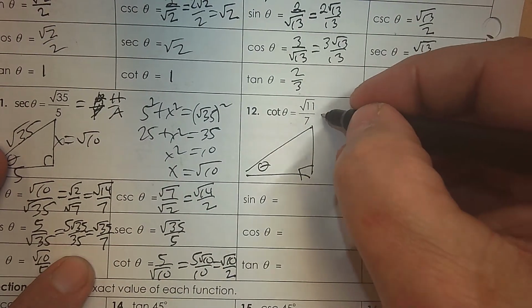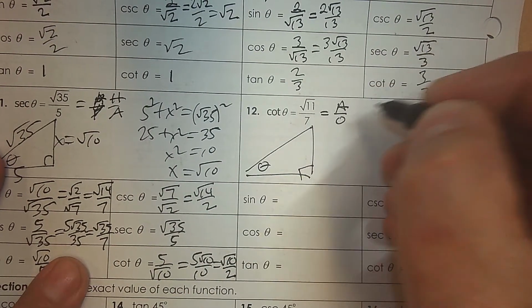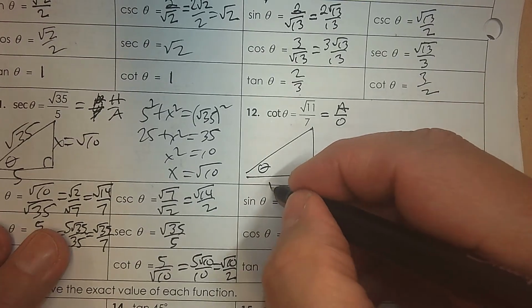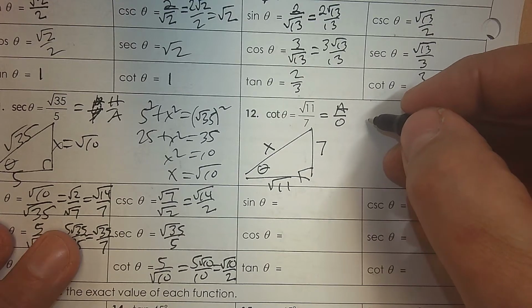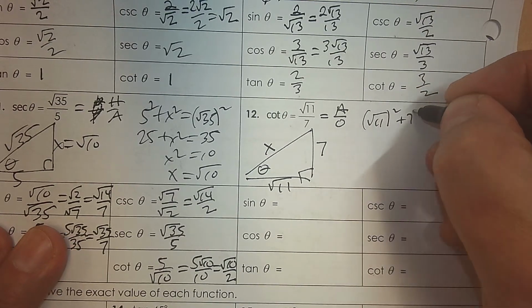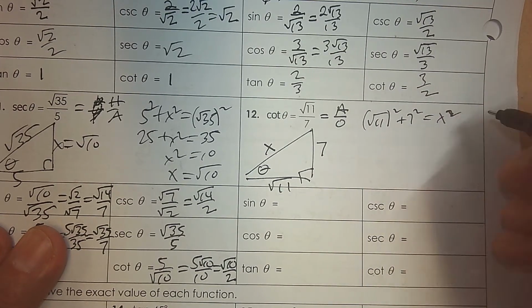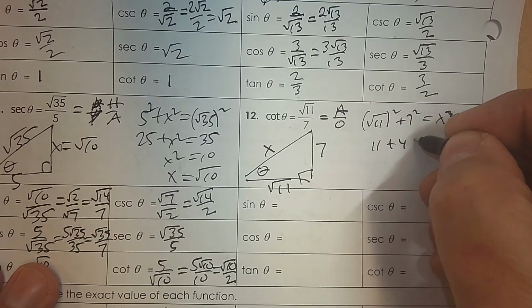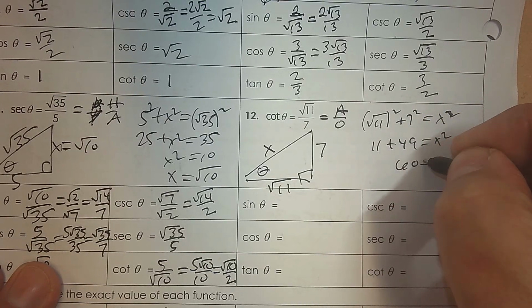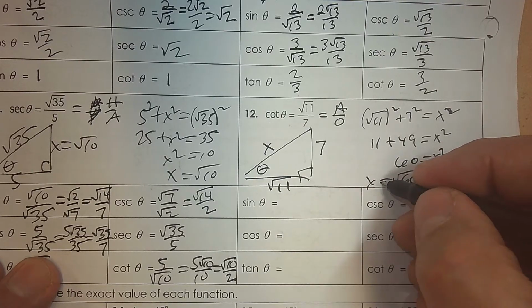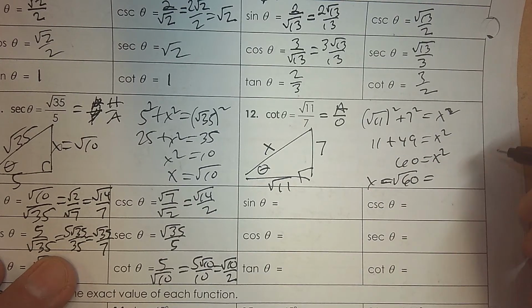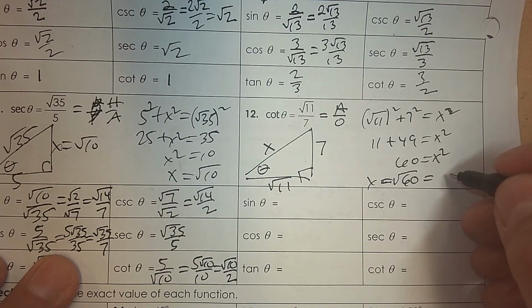So cotangent is the reciprocal of tangent, so it's adjacent over opposite. So root 11 and 7, and then this is what I'm looking for. So root 11 squared plus 7 squared is equal to x squared. It's 11 plus 49, that's 60. And the square root of 60 will be, now 4, right? So it's 4 times 15, 2 root 15.